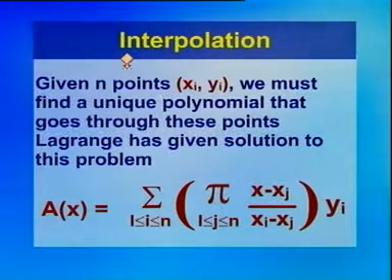Now we are given n points xi, yi. We must find a unique polynomial that goes through these points. Lagrange has given a solution to this problem. The polynomial a of x is equal to sigma of i equals 1 to n, pi of j equals 1 to n, j not equal to i, x minus xj by xi minus xj into yi.